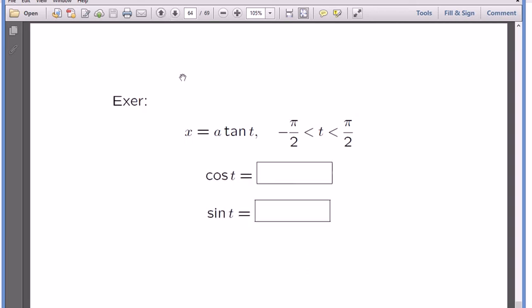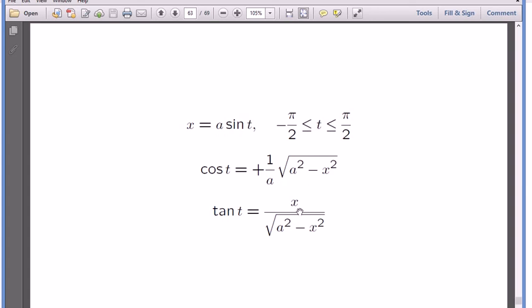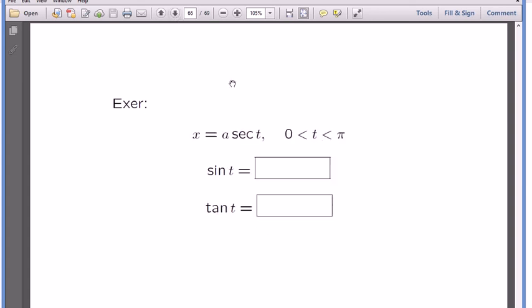Right, only with tangent, and for sine, we did this one. Now, what is the last one? Secant. Let's see if we can do this one as well. Secant. I want you to try that.